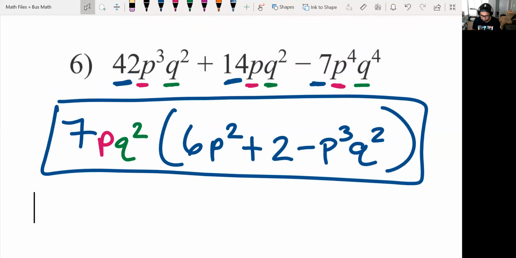All right, check our work. Let me do it real fast. 7 times 6 is 42. P and p squared is p cubed. Q squared, good. 7 times 2 is 14pq squared. 7 times negative p cubed q squared is 7p to the fourth, q to the fourth. It all checks out. Just distribute it.